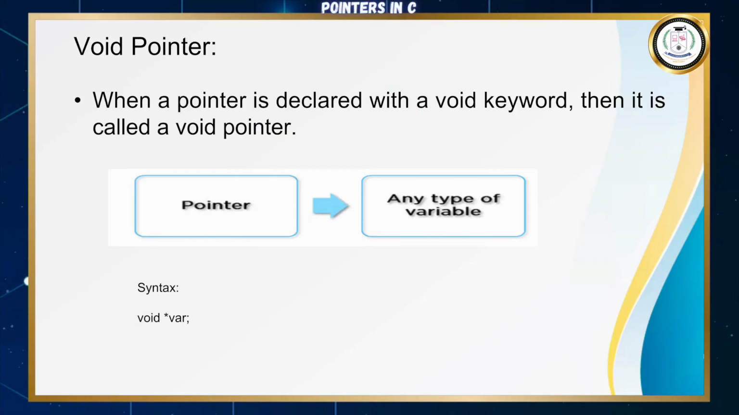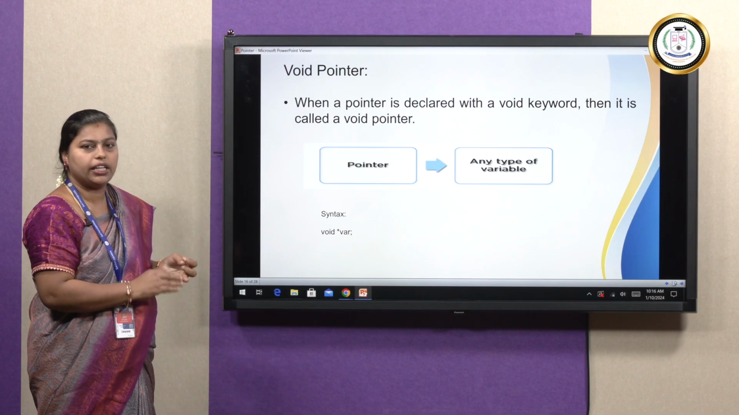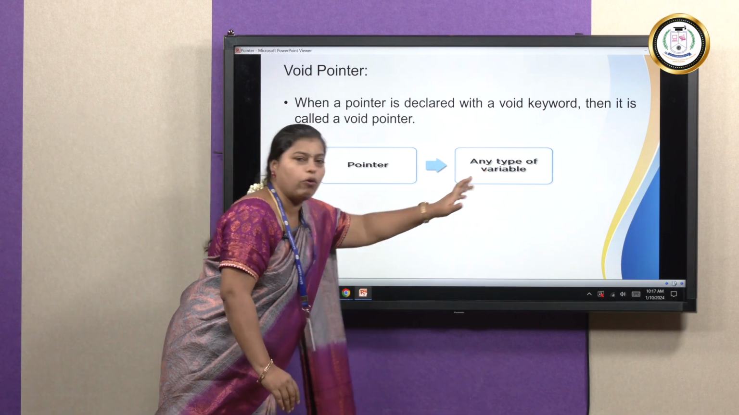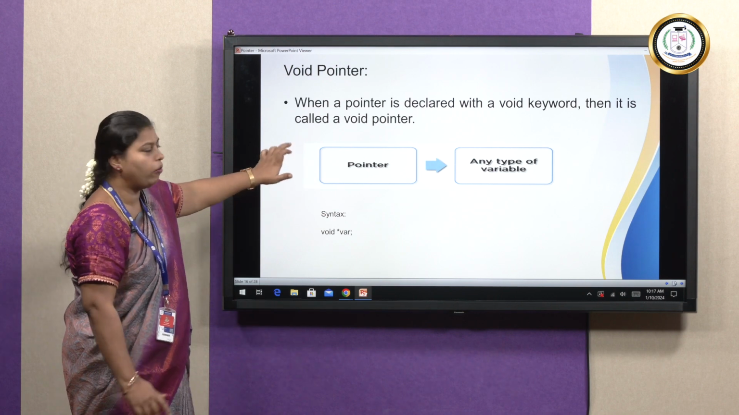The second one is the void pointer. A void pointer can be associated with any data type, be it integer, character, float or double. So it can contain any type of variable. After printing, we have to typecast this type of variable.